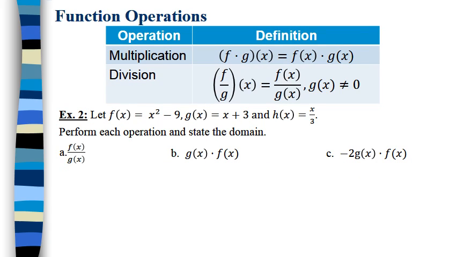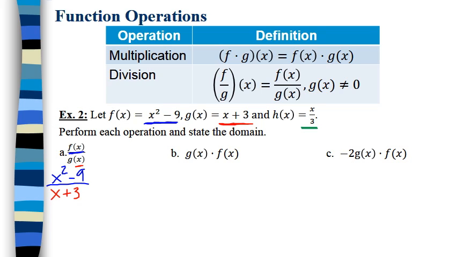Okay, we can continue with function operations with multiplication and division. Same thing, we're going to substitute in each of the expressions we're given for each of the different functions. So in the first case here, we have f of x divided by g of x. So f of x is x squared minus 9 over g of x, which is x plus 3.